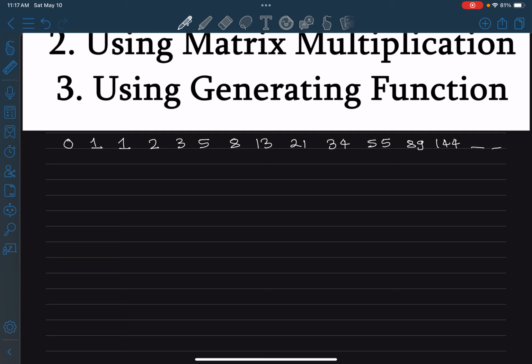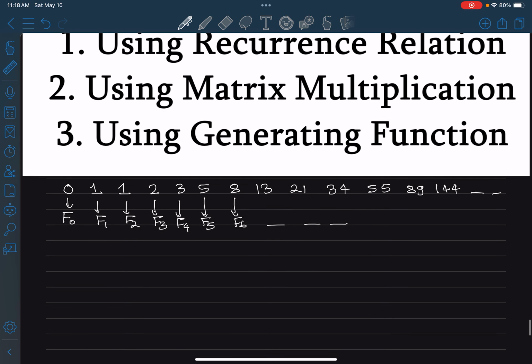These are the Fibonacci numbers, and these are denoted by f sub 0, f sub 1, f sub 2, f sub 3, f sub 4, f sub 5, f sub 6, and so on, right? So the goal of this video would be to find a formula for the nth Fibonacci number. It will be some function of n, and if we substitute n as, let's say, 6, we get 8. If we substitute n as 5, we get 5. So that's the goal.